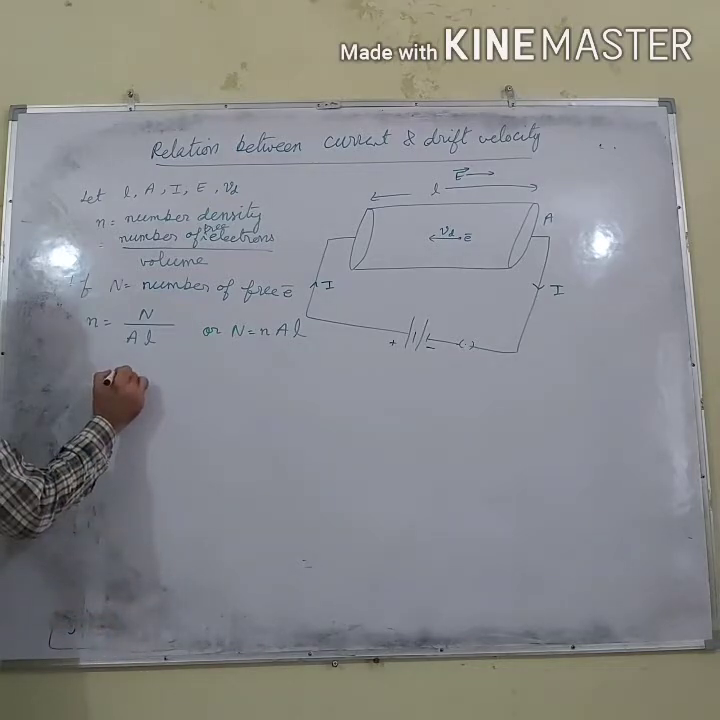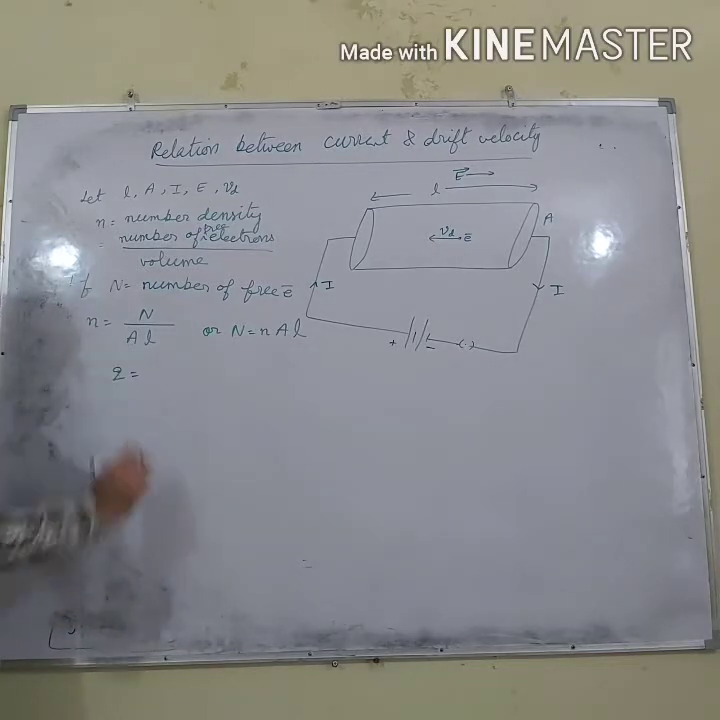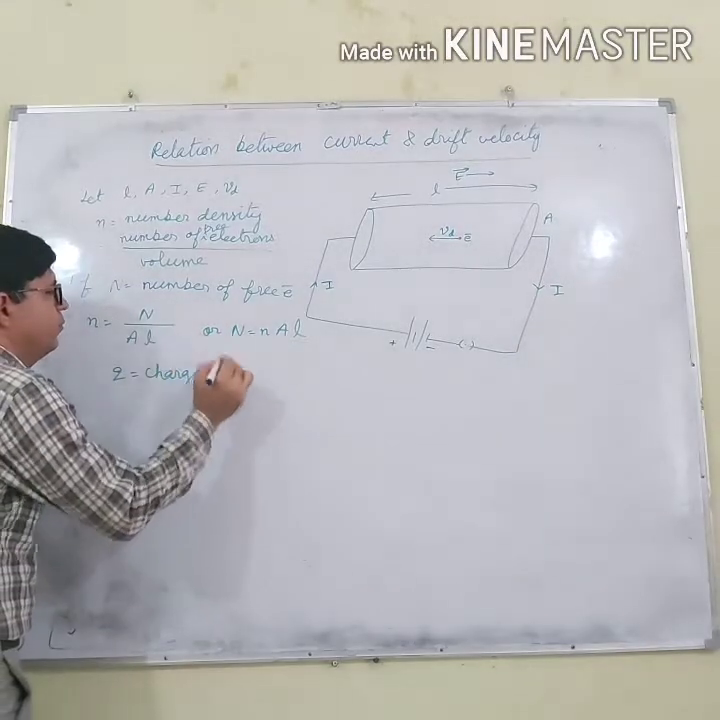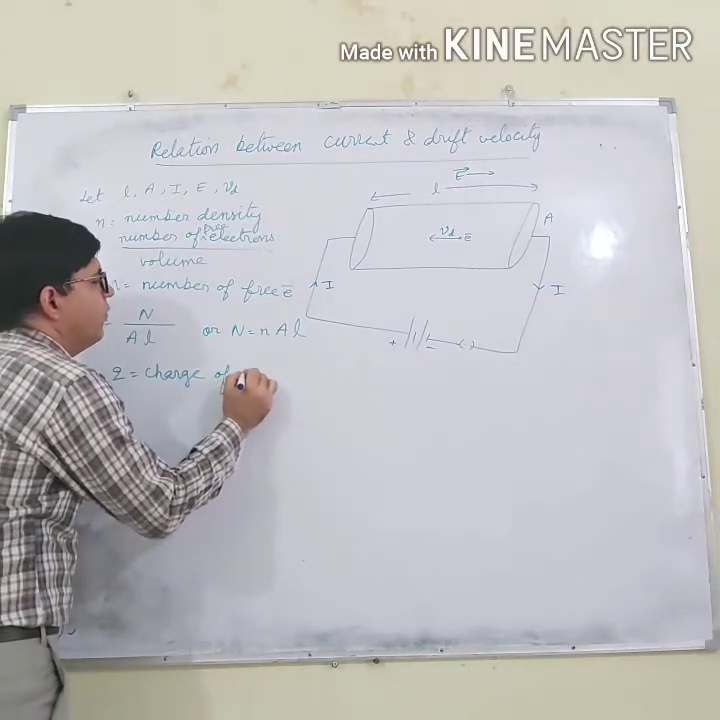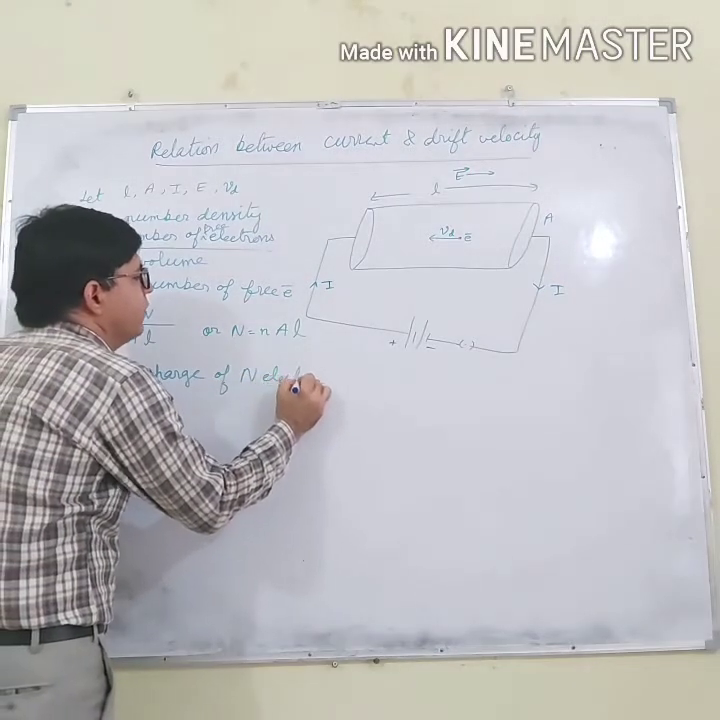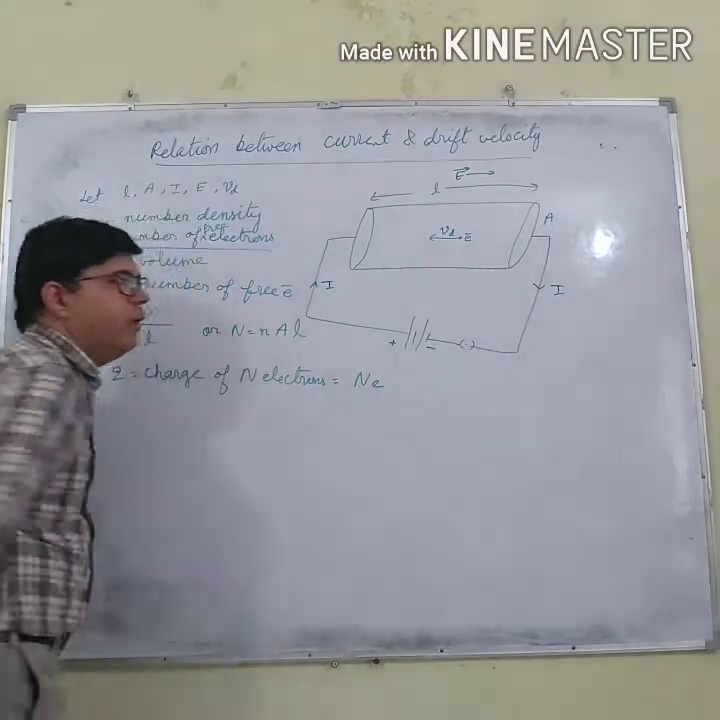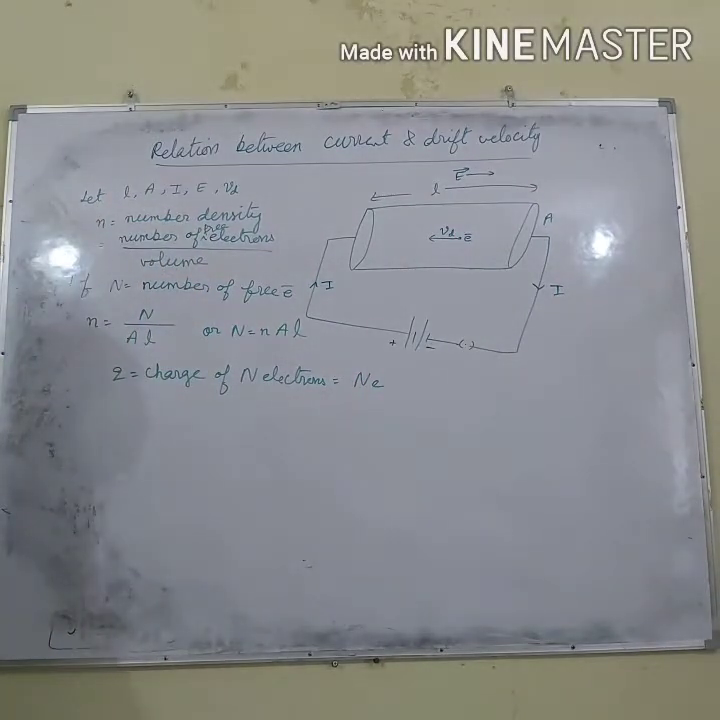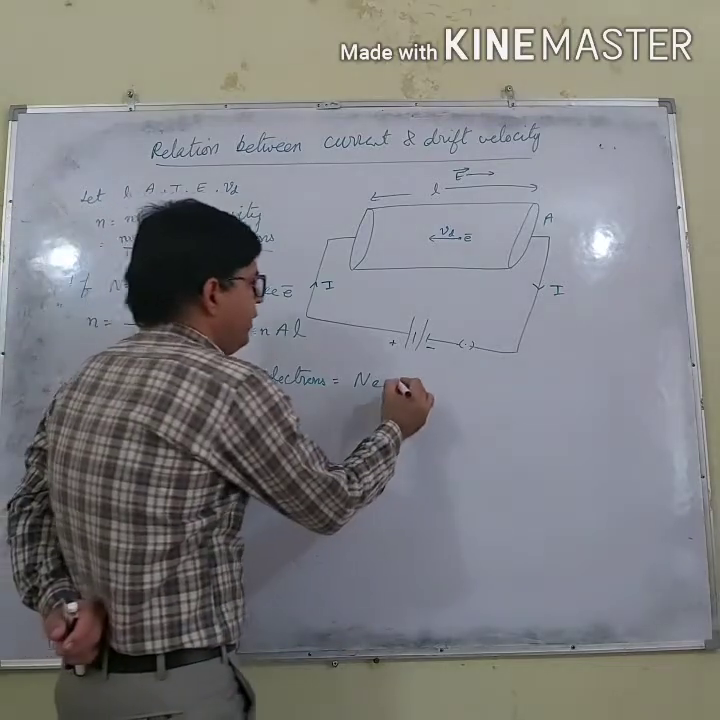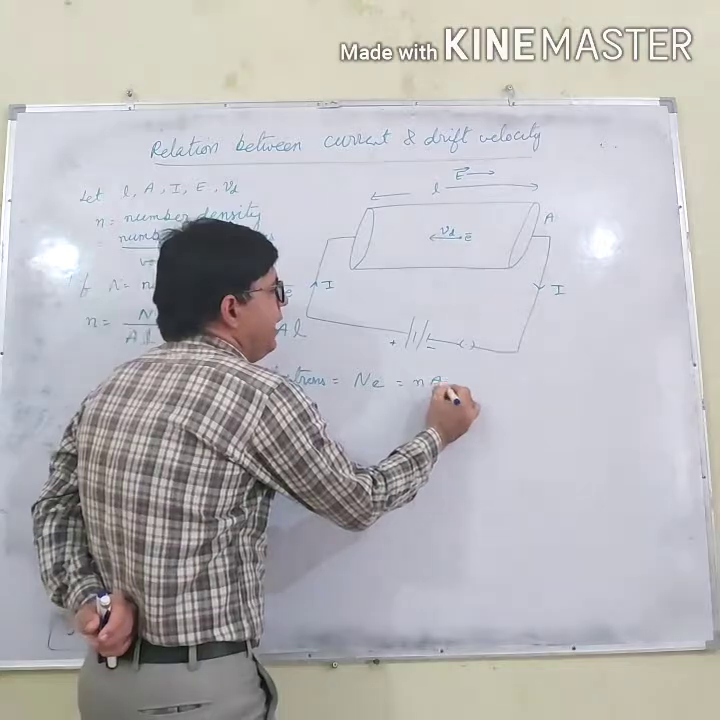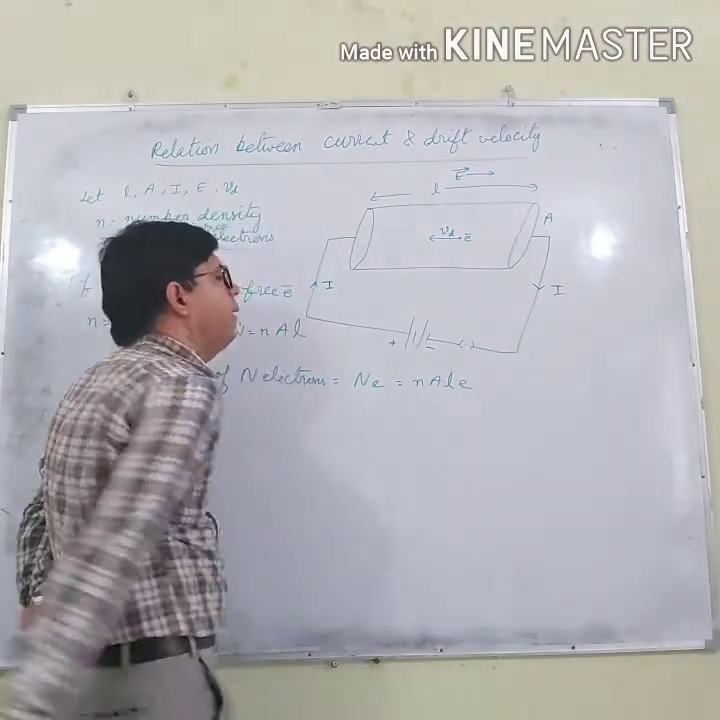Now, what is the charge of N electrons? It is Ne, where e is the magnitude of charge on the electron. So in place of N, I am writing small n, the number density, times A l multiplied by e.